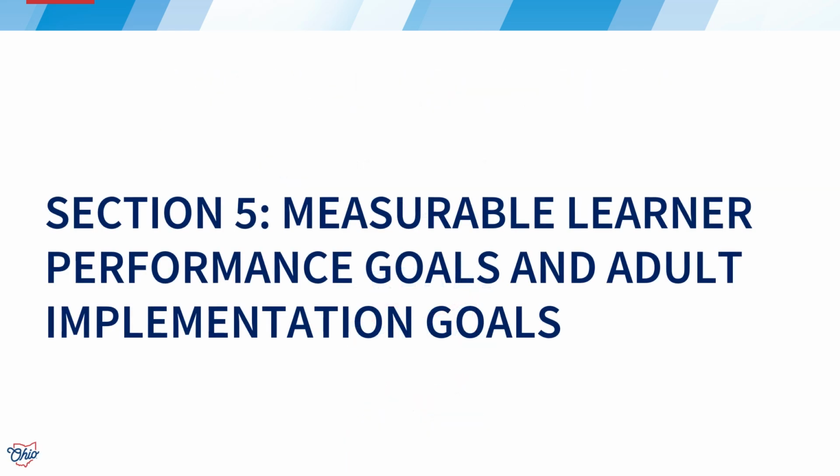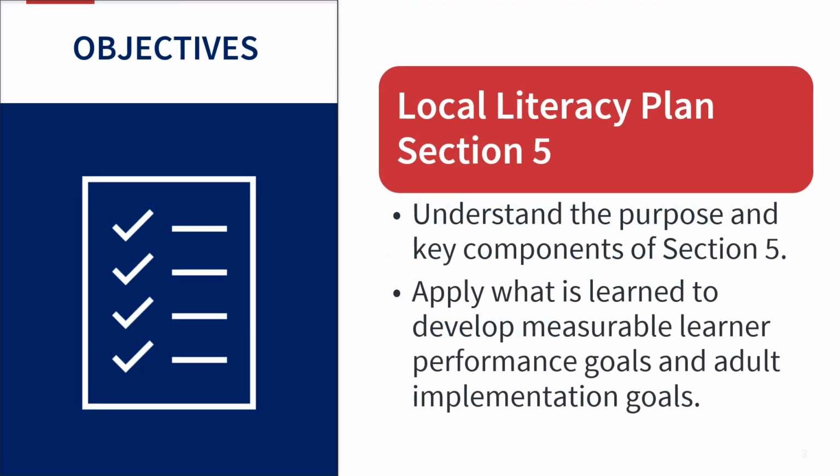This sixth video in the series will provide guidance on the development of Section 5 of a local literacy plan. Section 5 includes the measurable learner performance goals and adult implementation goals. First, we will explore the purpose and key components of Section 5. Then, we will apply this knowledge to support the development of measurable learner performance goals and adult implementation goals.